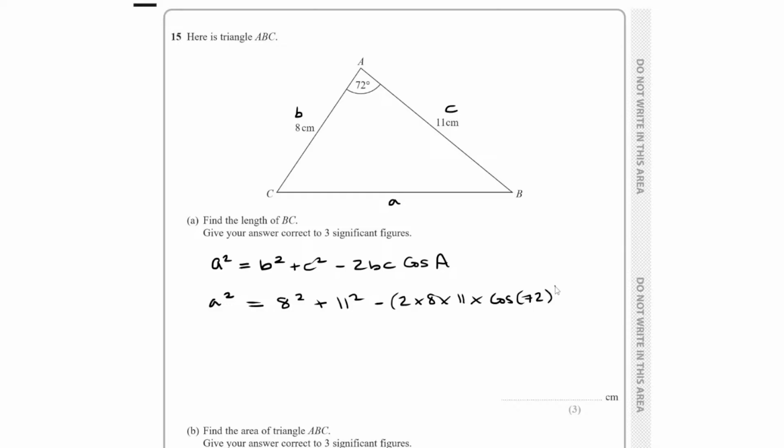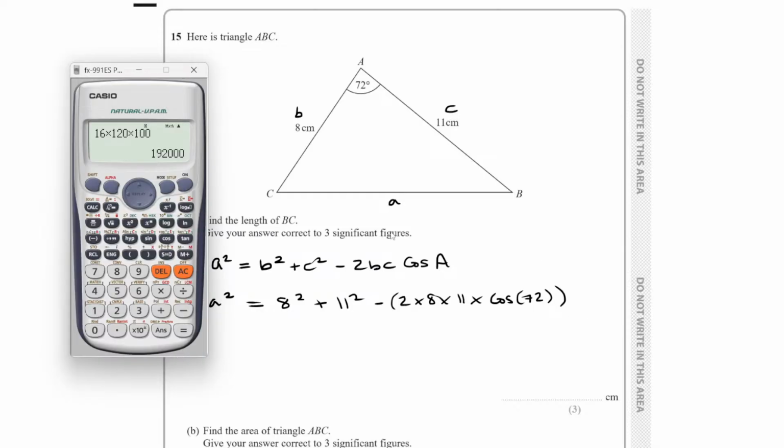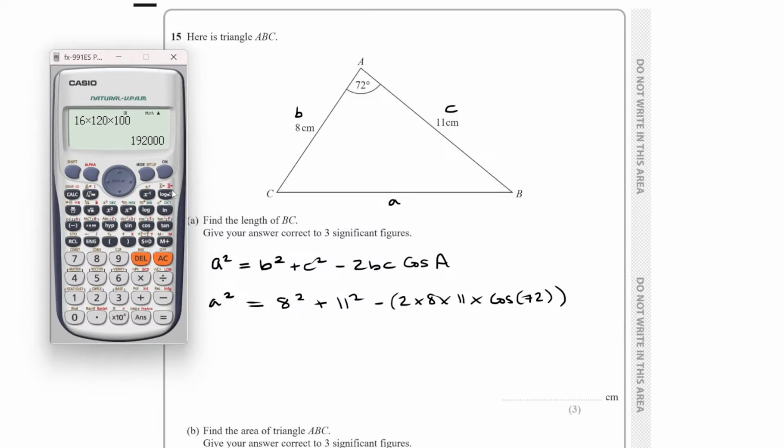Quite a nice one. There's 3 marks for just basically typing into a calculator, is literally all it is. Obviously, just make sure you type it in right. That's the only thing, isn't it? 8 squared plus 11 squared minus, I tend to open a bracket now, 2 times 8 times 11 times cos 72, close both of the brackets.